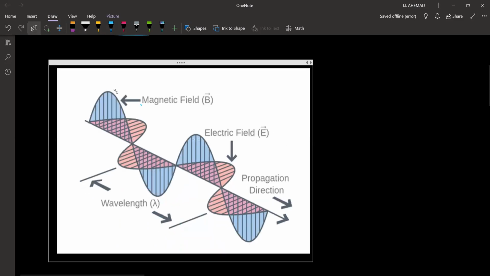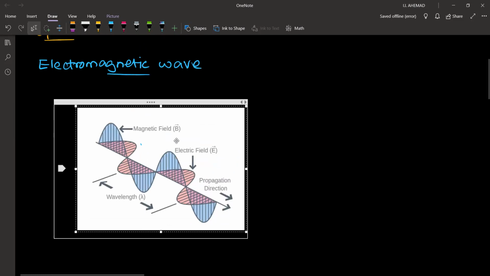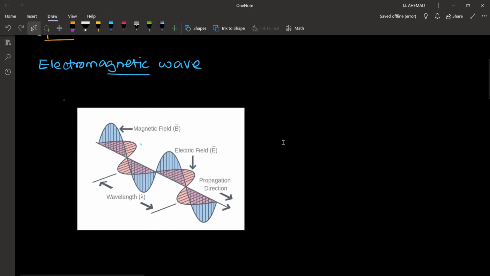So in an electromagnetic wave, we have two fields, a magnetic field and an electric field that will oscillate in two perpendicular directions. The angle between these two fields is 90 degrees. So they are perpendicular to each other. And we call this the electromagnetic wave.